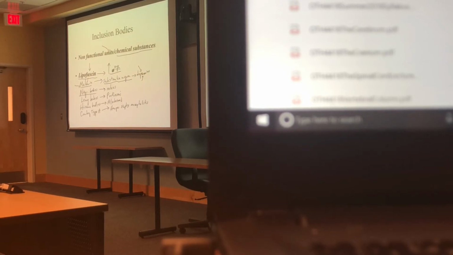Negri bodies, the person has rabies. Lewy bodies, the person has Parkinson's. Hirano bodies, the person starts to develop Alzheimer's. Cowdry type A, the person has herpes simplex encephalitis. Okay, so make sure that you are aware of these inclusion bodies that can occur in some of these neurons.